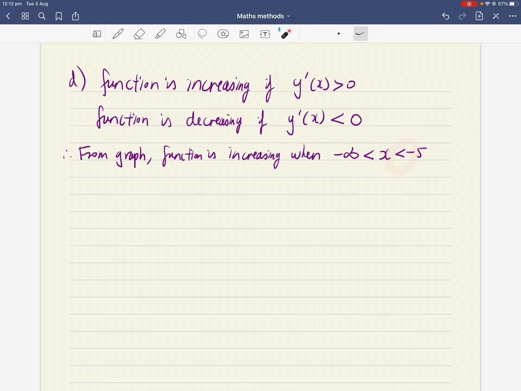Take note that it is not inclusive of -5, because at the point of -5, the tangent is 0, so it's not increasing or decreasing. So it's non-inclusive of the stationary points, and it's also increasing to the right of 1, so from 1 to positive infinity. If you don't like the inequality notation, you could also write that in bracket notation, and you would use round brackets to indicate non-inclusive.